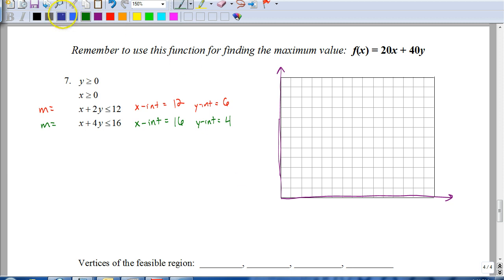Now for the slope of these, it's really important to remember that the slope is always the opposite of a divided by b when we have something in standard form. In this case, a is 1. So my slope would be negative 1 over 2, or negative 1/2. And this is going to be negative 1 over 4, or negative 1/4.